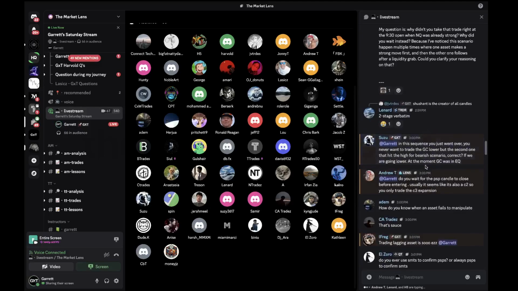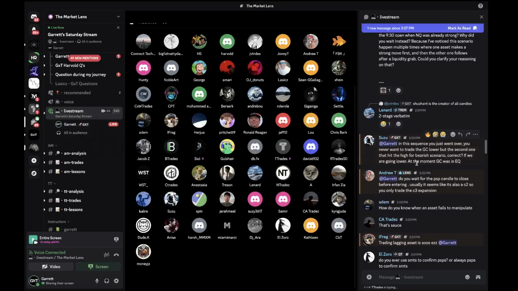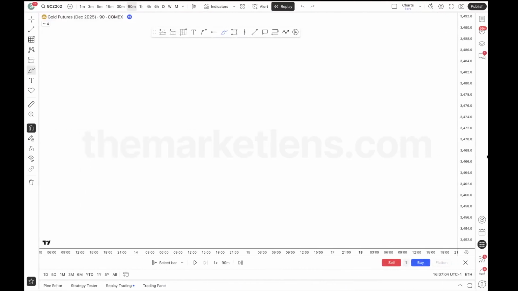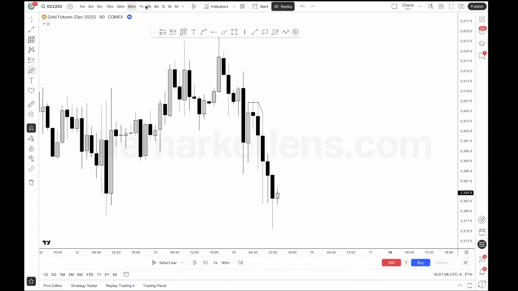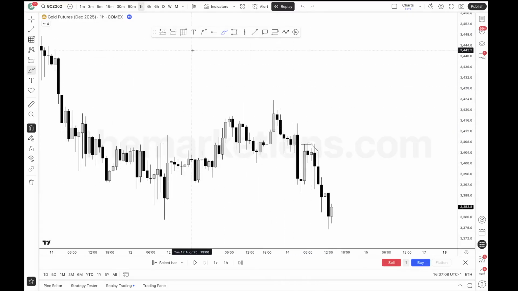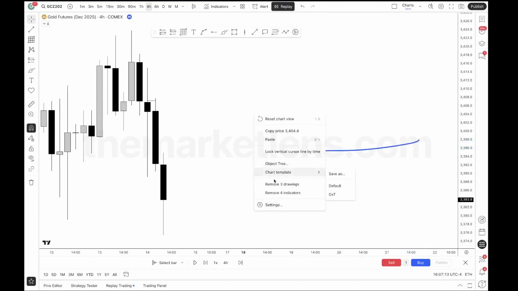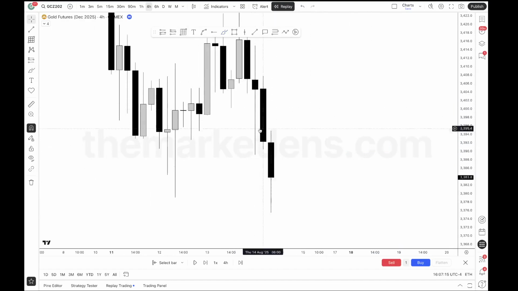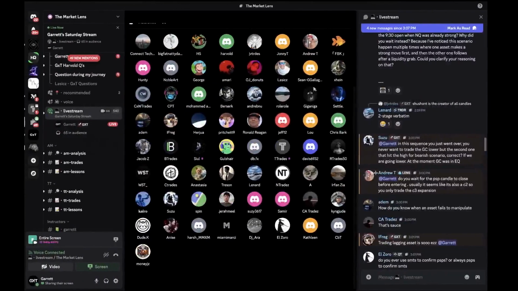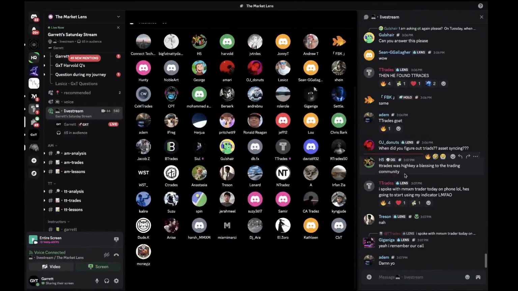In this sequence you just went over, you never want to trade the GC lower, but the second one that hit the high for the bear scenario, correct? If we are going lower, the moment GC was in. So are you talking about this scenario, where it was the strongest asset, but then it turns weaker? You're talking about this? Because if not, I don't remember, bro.